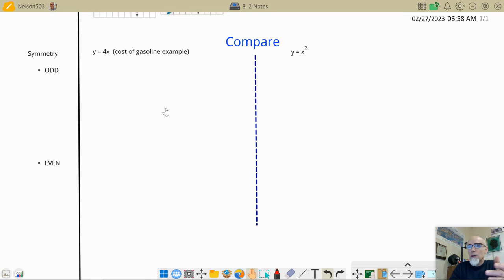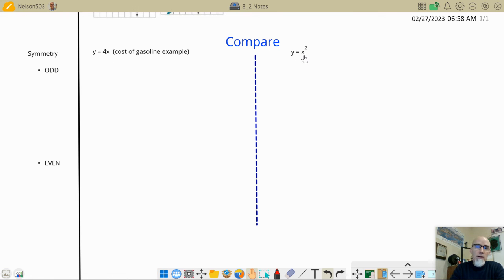But we're going to talk about symmetry of functions. There's really two different types of symmetry in mathematics that we focus on, and that is odd and even symmetry. I'm going to try to make them as clear as possible. We're going to look at two about as simple functions as you can get: y equals 4x and y equals x squared.